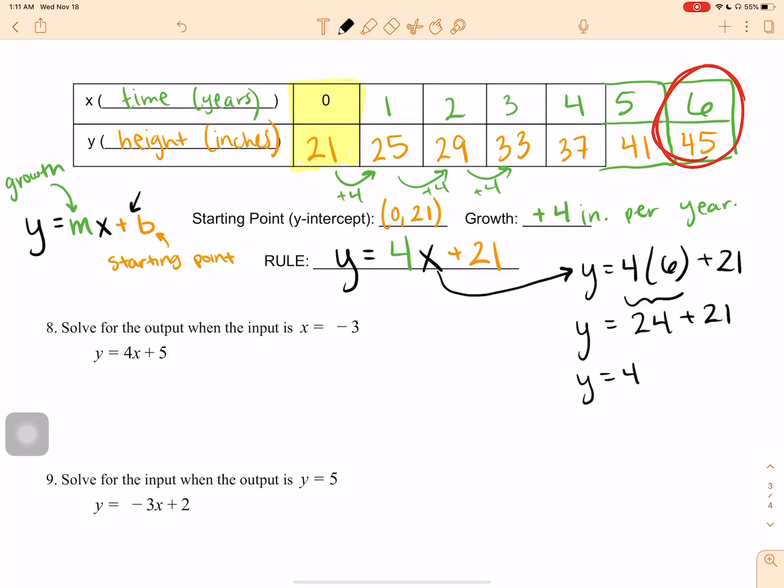Y equals 45. So that is why I teach you guys how to use a table, a rule, your pattern, whatever might help you solve this problem. Okay?